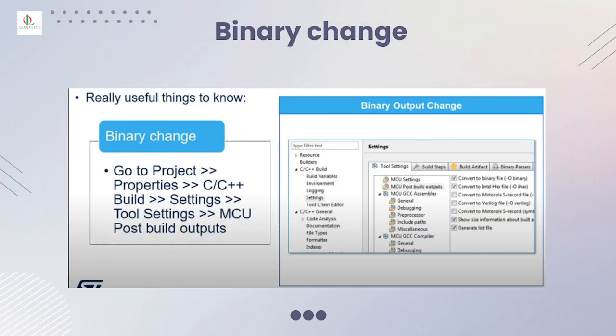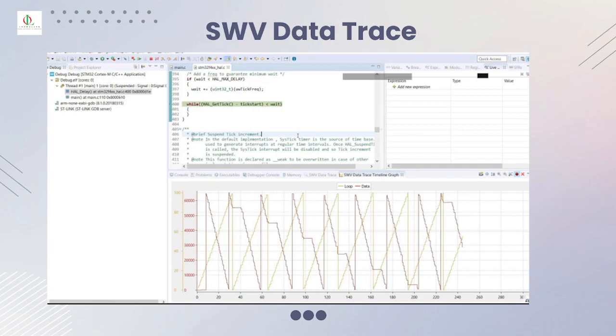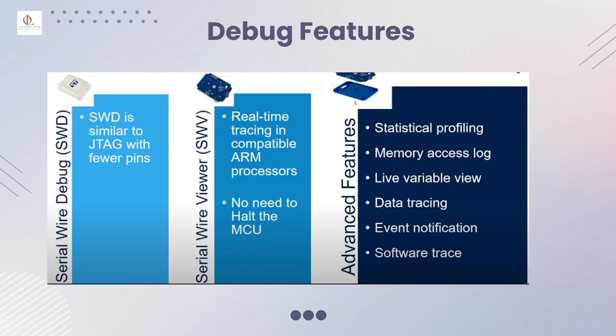The binary change. If you want to see the value of your variable, you can go to radix and change this setting into binary, and you can see the binary change. And this is a data trace. So these are all the debug features.